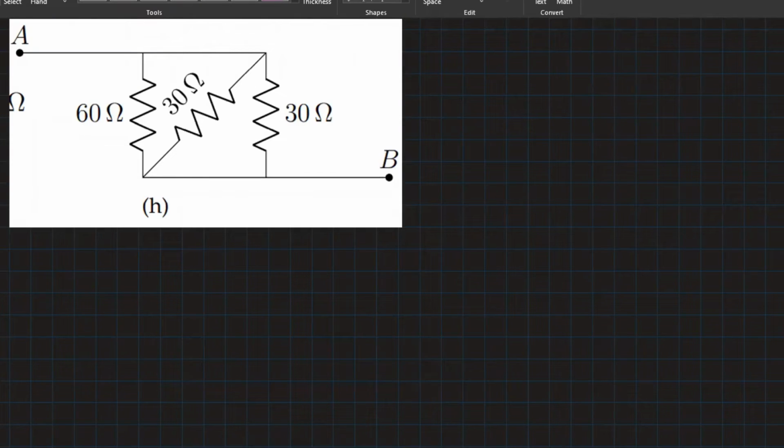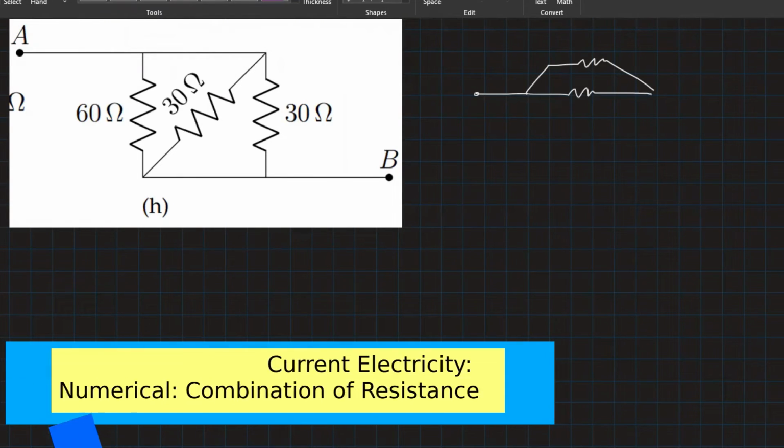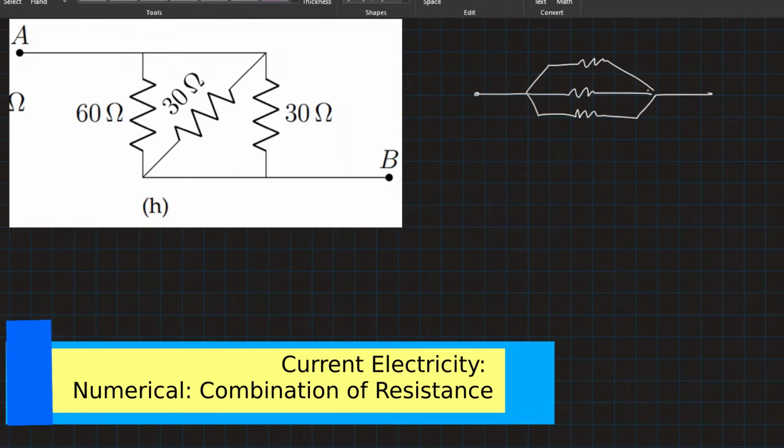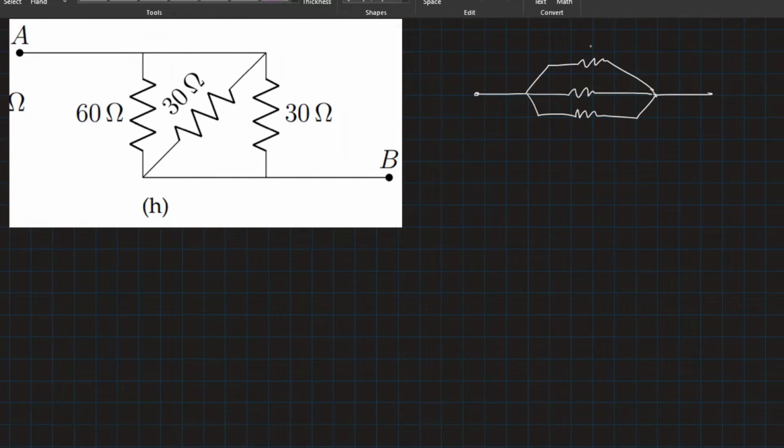This is the trick question where a simpler diagram would be something like this. And you know that these three resistors are parallel to each other, 60 ohms, 30 ohm, and 30 ohm. Okay, so how do you identify that? Look at this point and this point. There is nothing in between, it's a wire. So these points are as good as one point.